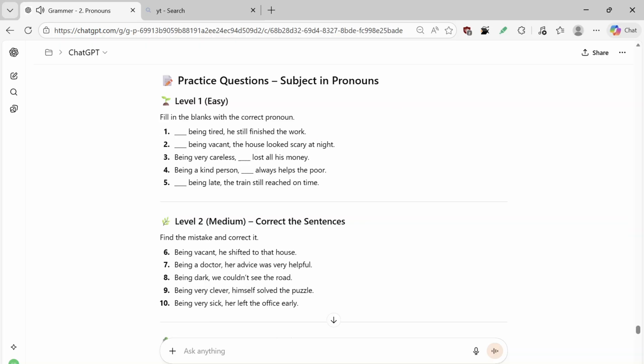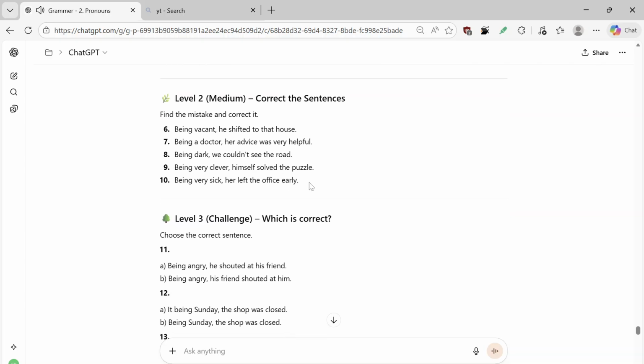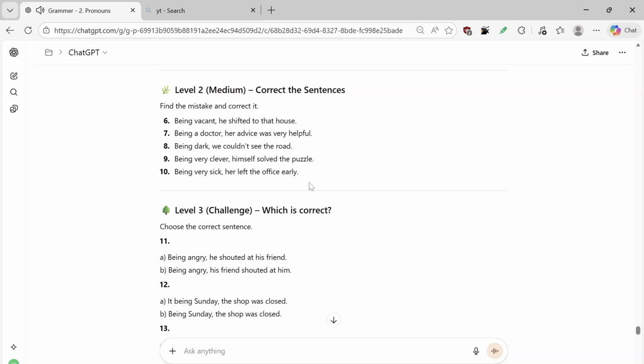Level 2, medium. Correct the sentences. Find the mistake and correct it. 6. Being vacant, he shifted to that house. 7. Being a doctor, her advice was very helpful. 8. Being dark, we couldn't see the road. 9. Being very clever, himself solved the puzzle. 10. Being very sick, her left the office early.